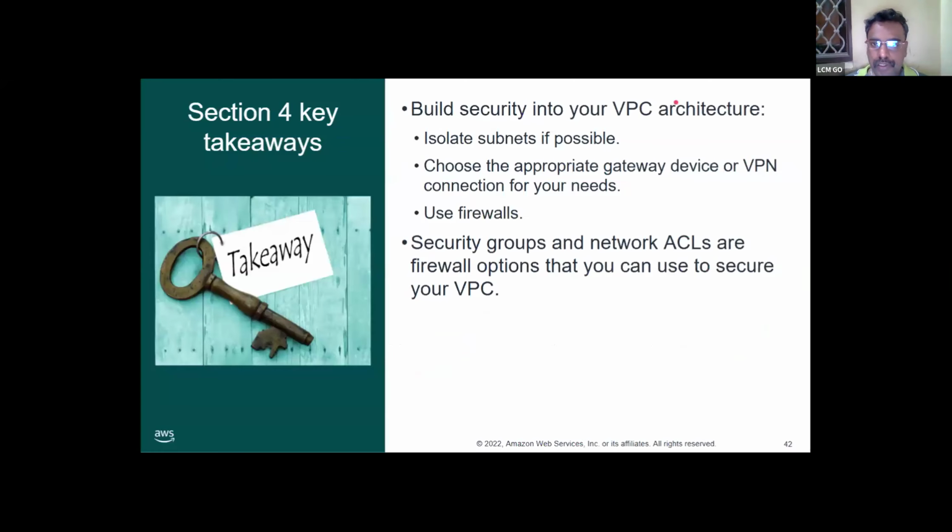Okay. Yes, Sai, can you read it? Build security into your VPC architecture. Isolate subnets if possible. Choose the appropriate gateway device or VPN solution for your needs. Use firewalls. Security groups and network ACLs are firewall options that you can use to secure your VPC. Okay. Fine. We'll go for the next one.